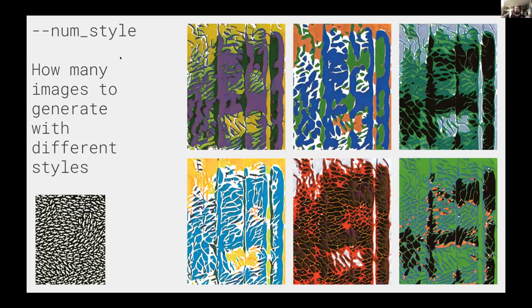Remember, the reason we might want to use Munit over Pix2Pix, or sorry, over CycleGAN, is that it can generate more than one image based on one input. And that is using this numStyle command. So numStyle, if you pass in 1, you'll get 1 image. If you pass in 10, you'll get 10 images. So you'll see here's an example of me passing in this image and a bunch of different outputs I got. I think this is 6 or whatever.